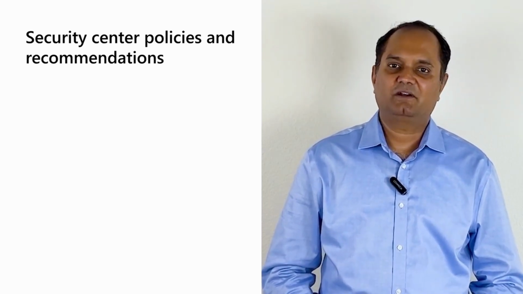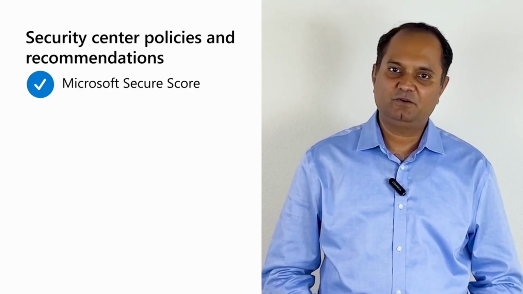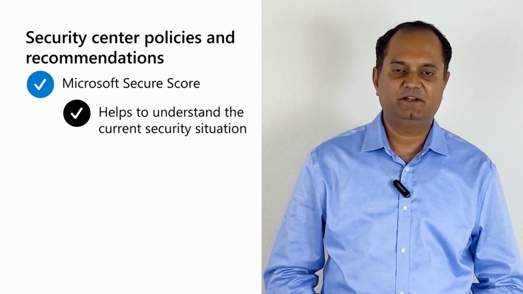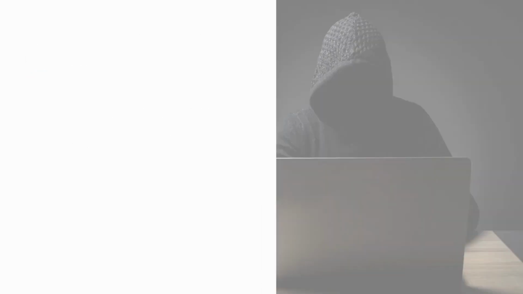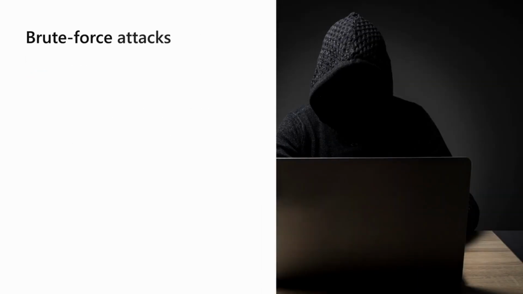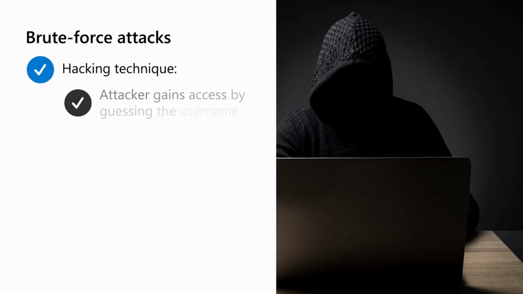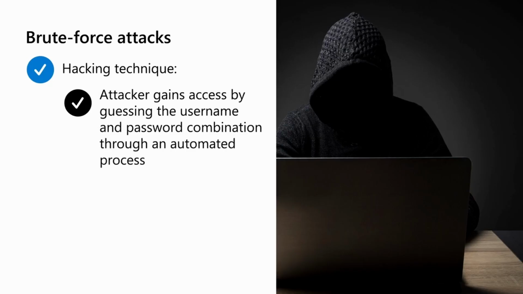Later, you will discover Secure Score, which has two main goals of helping you understand your current security situation and helping you efficiently and effectively improve your security. Moving further, you will know what a brute force attack is. It is a type of hacking technique in which an attacker tries to gain access to a network or system by guessing the username and password combination through an automated process. You will also learn how just-in-time virtual machine access, or JIT VM access, can protect you from brute force attacks.